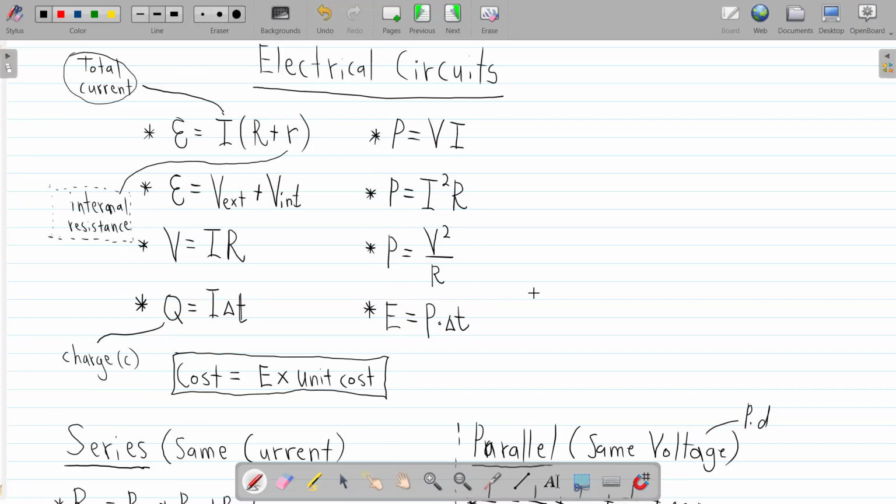And your time should be in seconds here. The resistance is in ohms, okay. The potential difference is in volts. The current is in amperes. Okay.